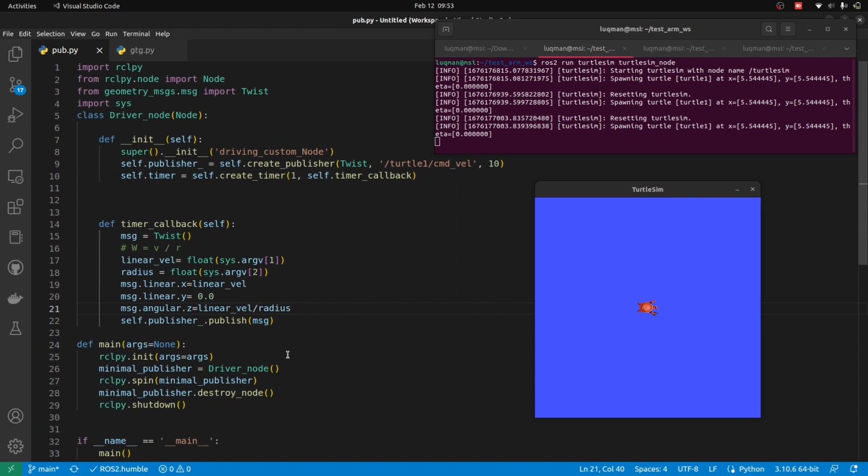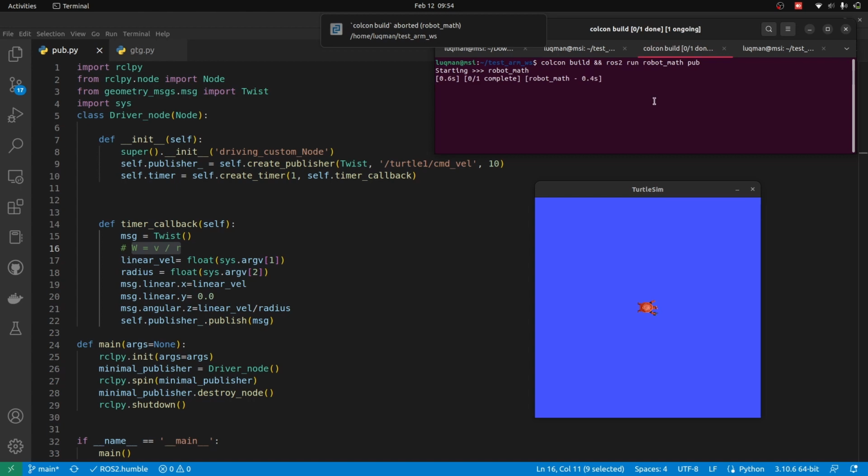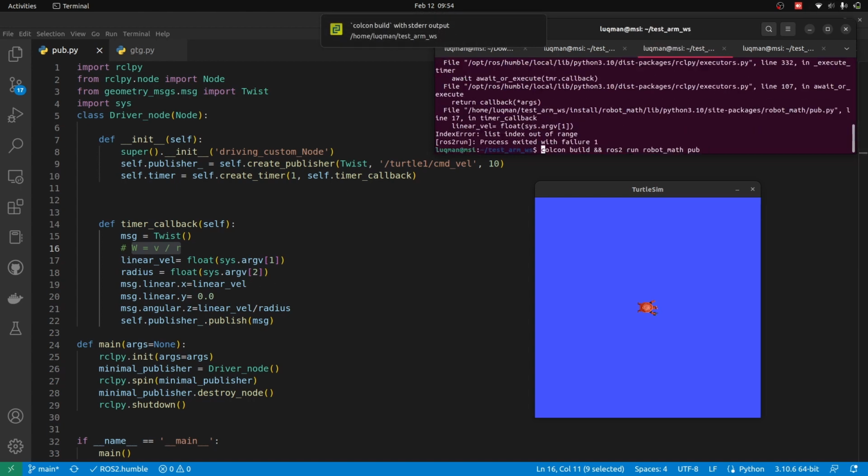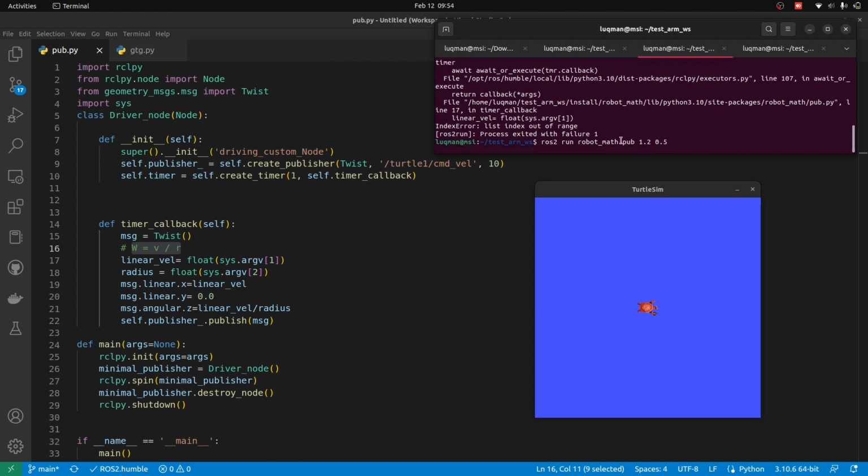Now you have to put your understanding into practice with this equation that we have, linear velocity divided by radius, and the relation is what you need to look at. Now let's build this code and run it. I have to provide these two inputs as well, so I will just get rid of the colcon build now, and I am going to provide 1.2 as linear velocity, and for radius I'm going to say 0.5. Going to press enter. It is going to start making the robot move.